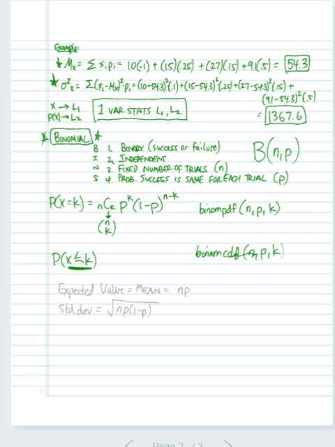Okay, a couple more formulas. Expected value, which we know by now is the same as the mean. And this formula is on your formula sheet for binomial distributions. This is simply n times p. Now for the standard deviation, it is the square root of np times 1 minus p. Okay, so that takes care of the binomial setting.